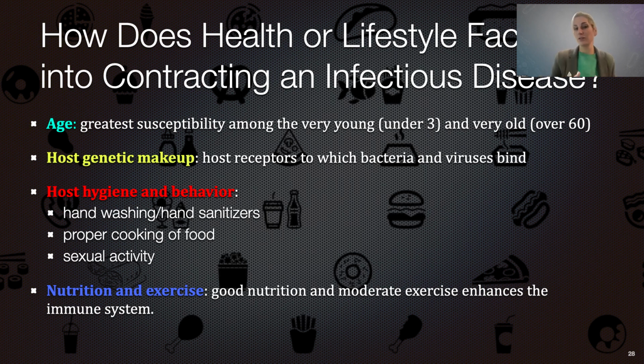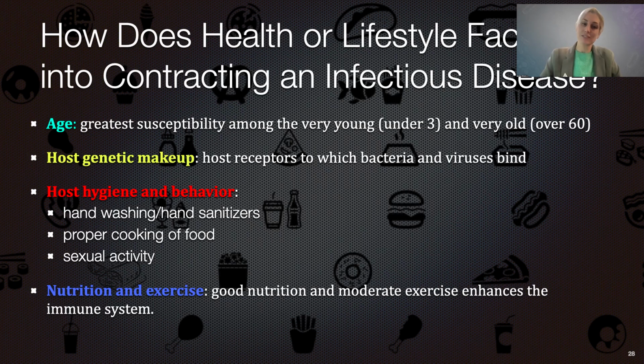For the very young, the immune system is not fully developed at this point. And for the very old, the immune system is starting to break down and lose some of its function. So people who are young and old are at risk to infectious disease. We also have the host's genetic makeup.